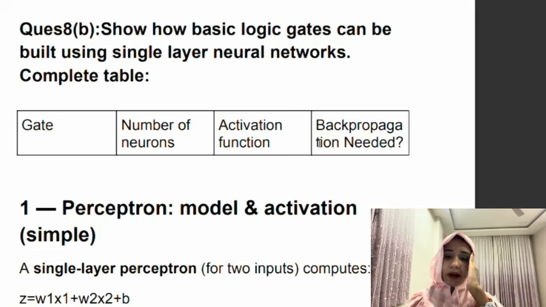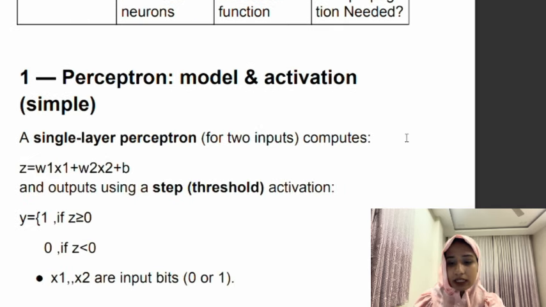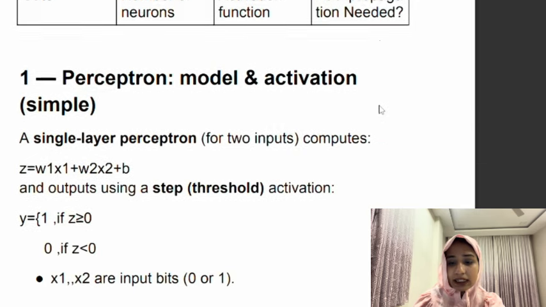Question number 8 part B. Show how basic logic gates can be built using single layer neural networks, covering the gate, number of neurons, activation function, and backpropagation if needed. So perceptron model and activation.